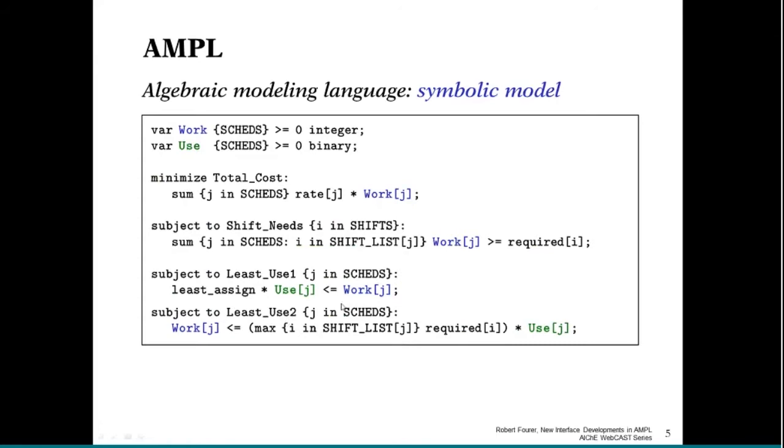There are some fancy linear constraints that constrain each schedule to be used at least a certain minimum number of times if you use it at all. And so there's a model. Variables, objective, constraints. And the thing about modeling languages is all this is symbolic. You don't actually see any data there.